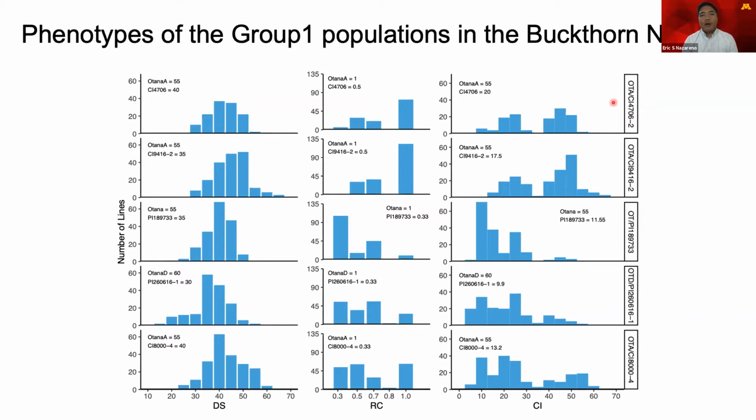That means we select only the lines with extreme phenotypes. So up to 48 total lines were selected per population. And we did QTL mapping using that and found that these 2 populations actually have the same QTL, and also these 3 populations. But with more funding, we were able to send them for complete genotyping of all individuals in the population. So we selected one population from here, CI9416, and one population from this group, which is PI189733.